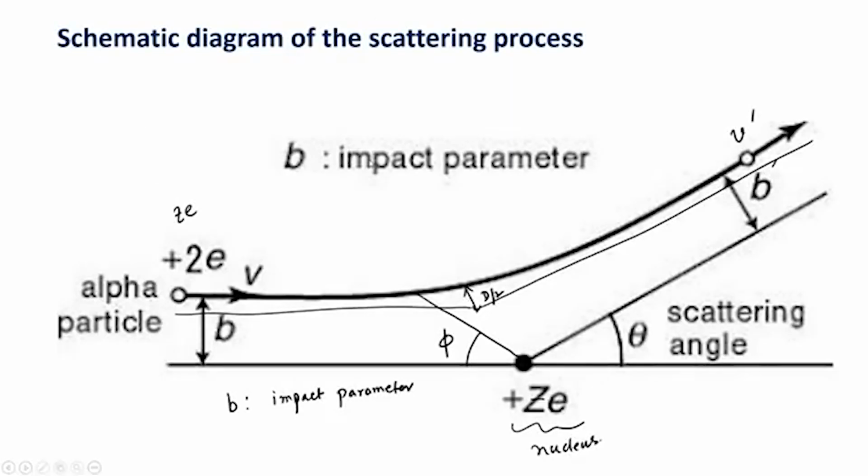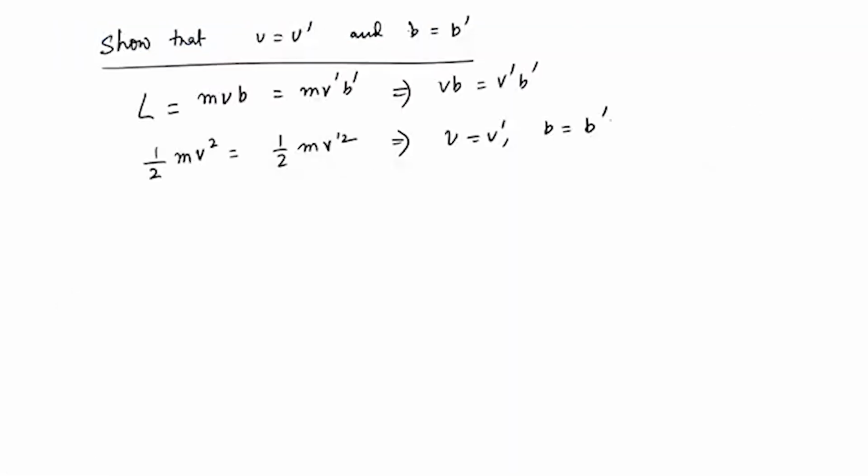There is a repulsion that they feel, and this also tells you that there is a positive concentration of charge somewhere, which is at this position, which we have shown as ZE, the nucleus. All right. So, we need to know the trajectory, and how you can get the trajectory is the following.